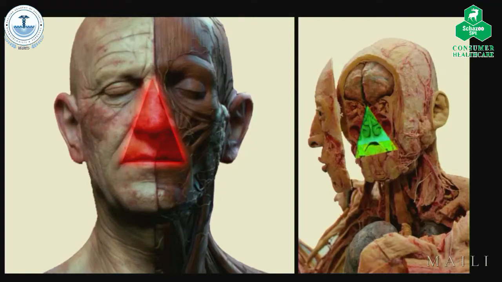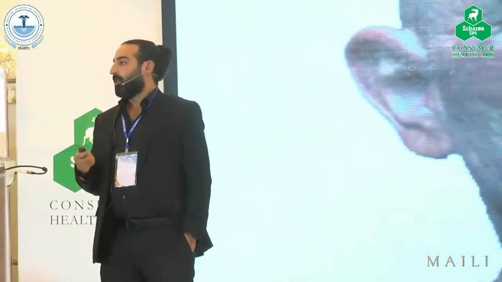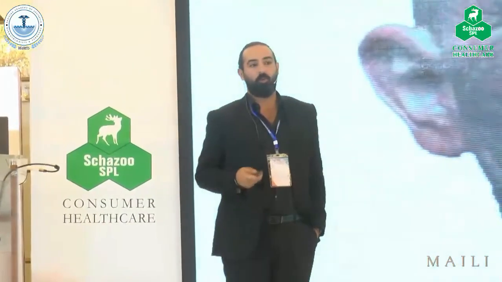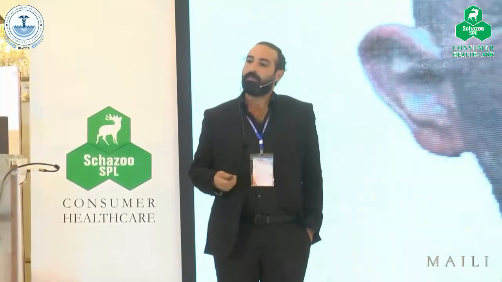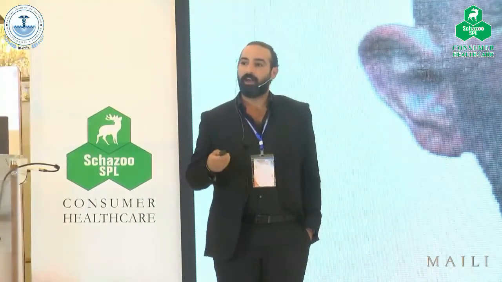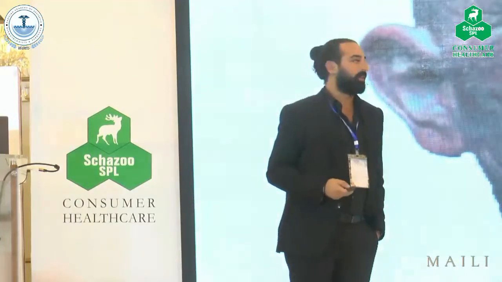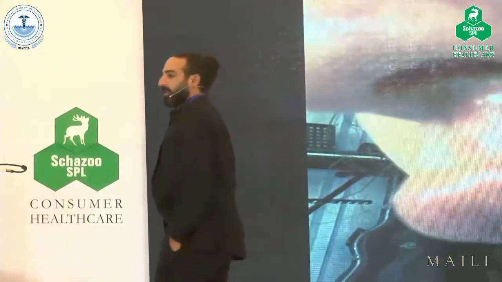The second reason we call it the danger triangle is because the arteries and the vessels in this area anastomose with the ophthalmic artery. The ophthalmic artery is the artery that supplies the eye. And anything, God forbid, that happens to that would end up with necrosis. And that's why we call it the danger triangle.